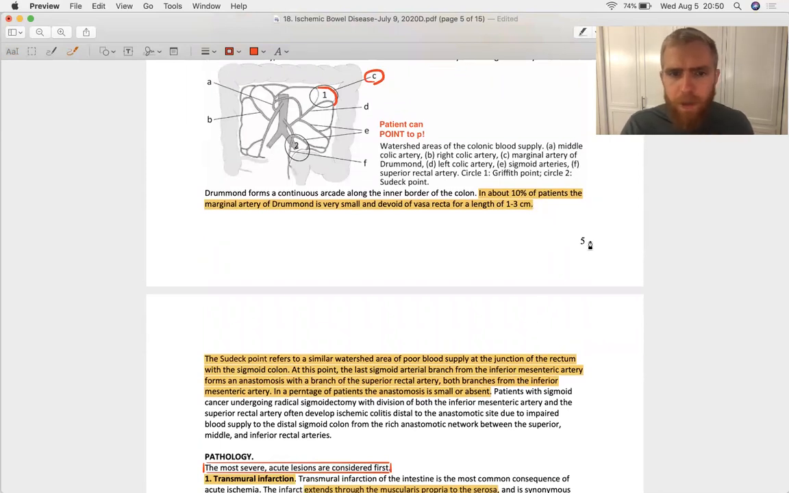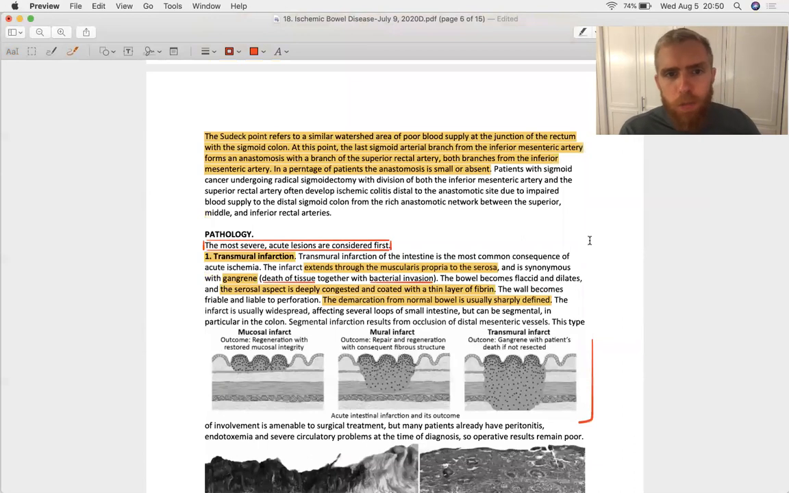There it is in the text. In about 10% of patients, the marginal artery of Drummond is small and devoid of vasa recta for a length of 1 to 3 centimeters. Then you have a similar area down at the junction of the rectum with the sigmoid colon called Sudeck's point. In a percentage of patients, the anastomosis between which two arteries? The sigmoid artery and the superior rectal artery. So that's the possible question from that.